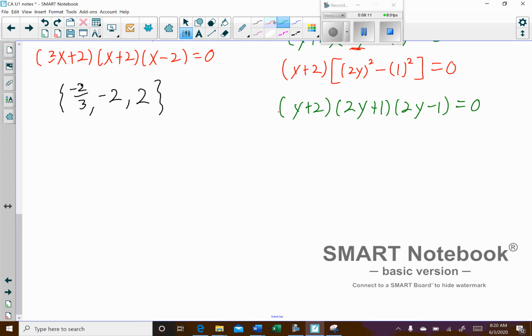All right, so then we'll set each one of those equal to 0 and solve. So the first one will give us negative 2, second one will give us negative 1/2, and then the third one would give us a positive 1/2.